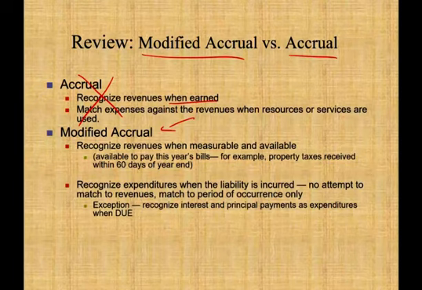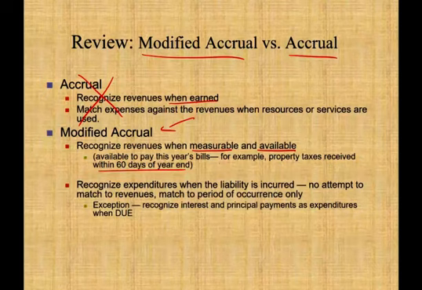Simply put, in a nutshell, what is modified accrual? Recognize revenue when measurable and available. What is available? Available is to pay this year's bill. For example, property tax received within 60 days of year end. Again, if you don't know modified accrual, this is the short explanation, but I have a 30-minute explanation. And under modified accrual, recognize expenditure when the liability is incurred.